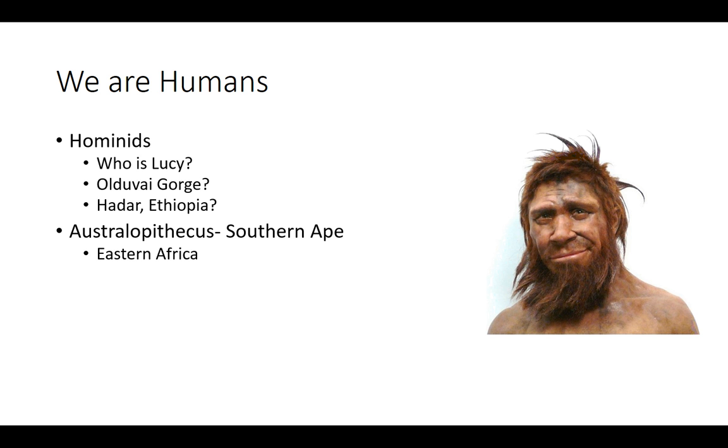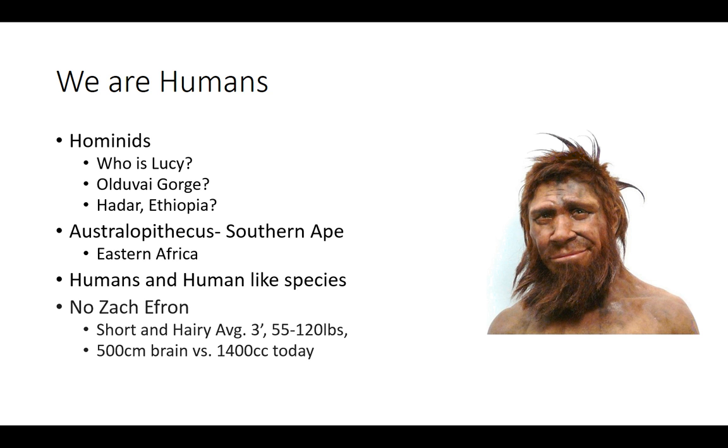The first major human or human species was known as the southern ape, and it came from Eastern Africa. That's where they believe humankind started, in the Eastern African region. These are not a full human as we know it. It's more of a human-like species. The biggest difference of this initial species was that they were much shorter. They were completely covered in hair, and their brains weren't fully developed.